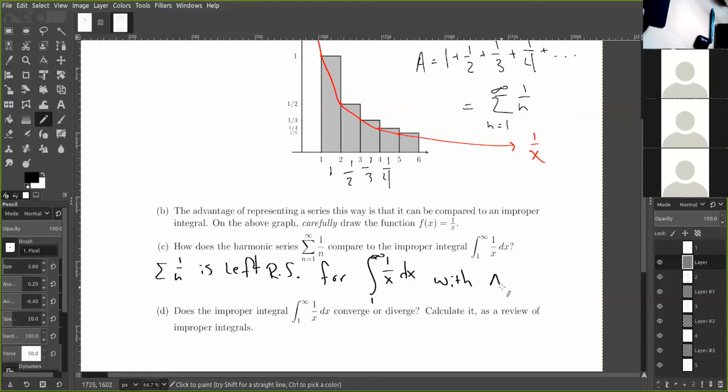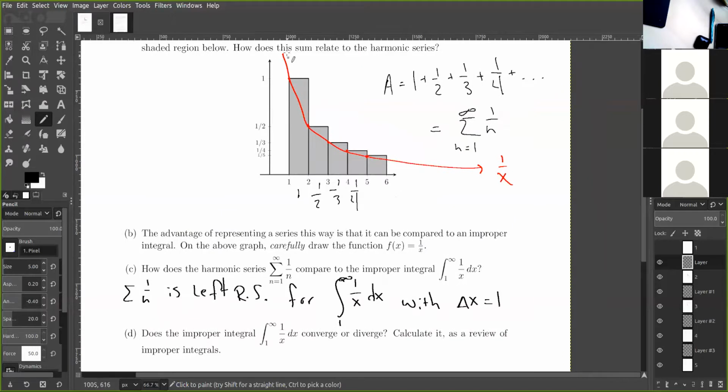With delta x equals 1. The area, the integral from 1 to infinity, would just be the area under the curve, starting at 1 and going out to infinity. And if we made a Riemann sum with a delta x equal to 1, so that every integer would be our points, we see that this harmonic series is just a Riemann sum where the left endpoints are touching our graph.